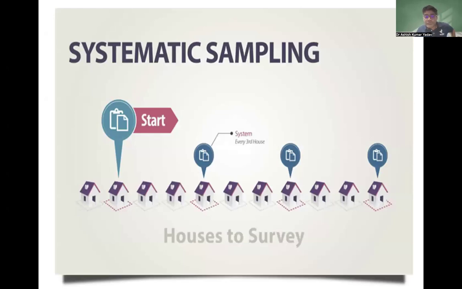Okay. So here we have shown you that this house is being selected and we have a sampling interval of 2. So after 2 houses, this one is selected. Then after 2 houses, this one is selected. Like that, we are choosing it.